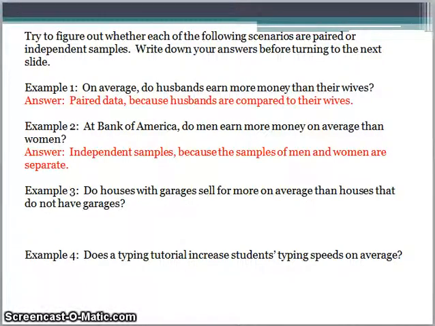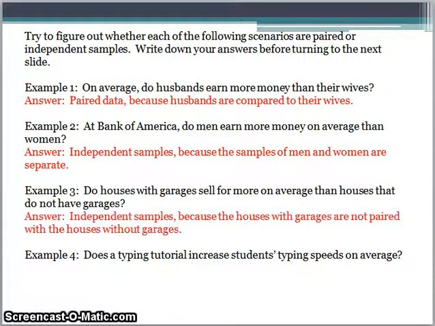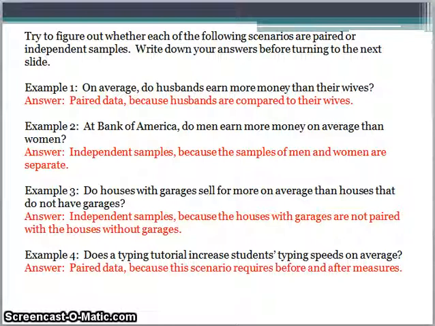Anyway, so example 3: do houses with garages sell for more on average than houses without garages? Well, those are two different samples. We really don't have any pairing going on there. So those would be independent samples. Example 4, this is going to be paired. We really have the same students with repeated measures on them. So we have a before and after scenario here.